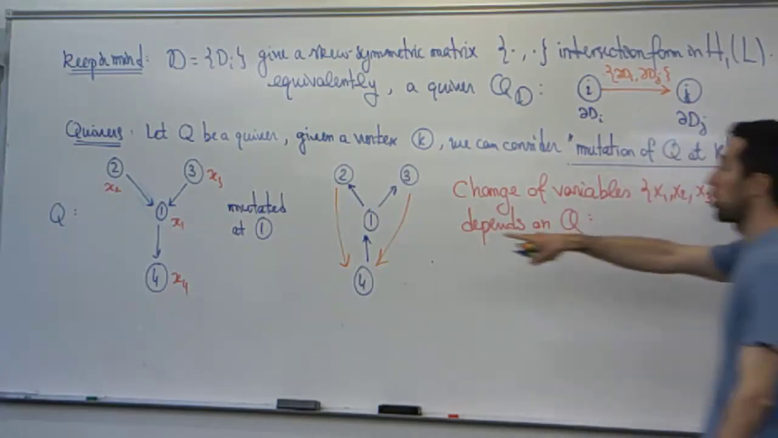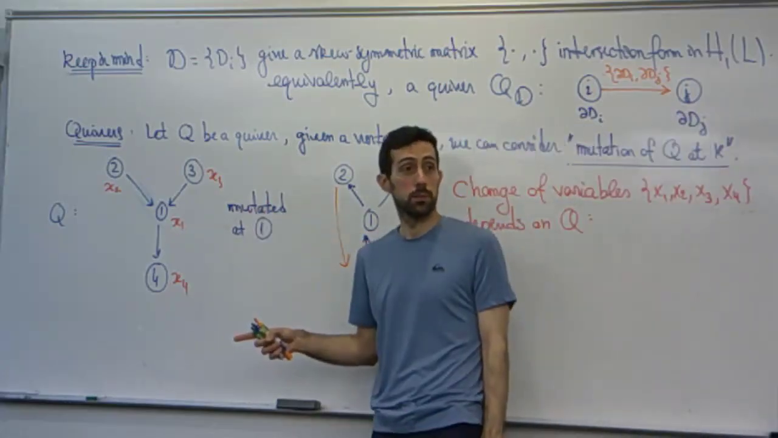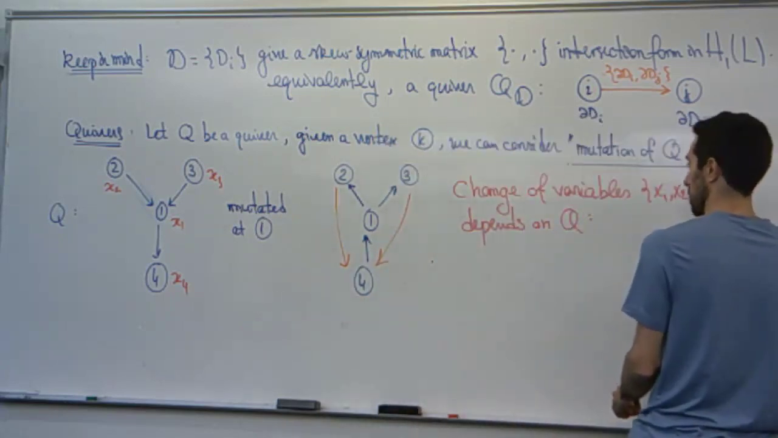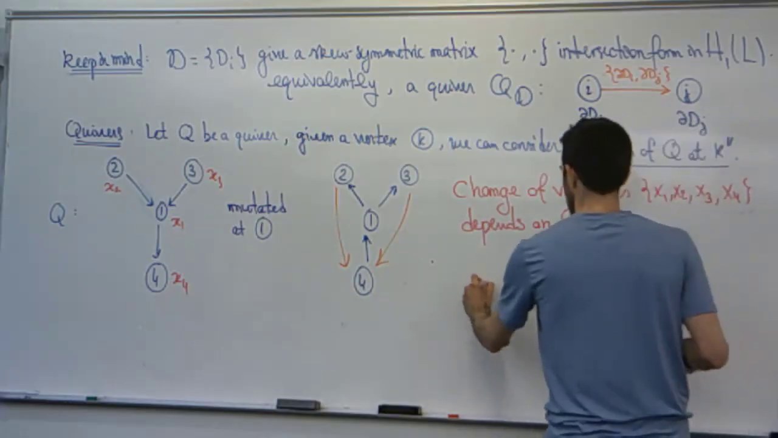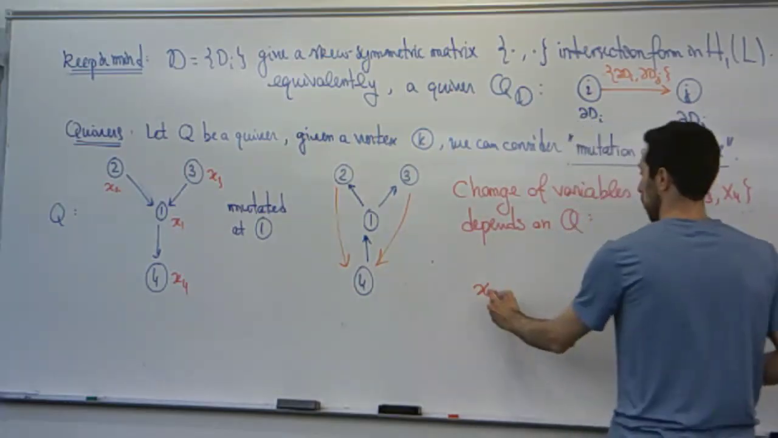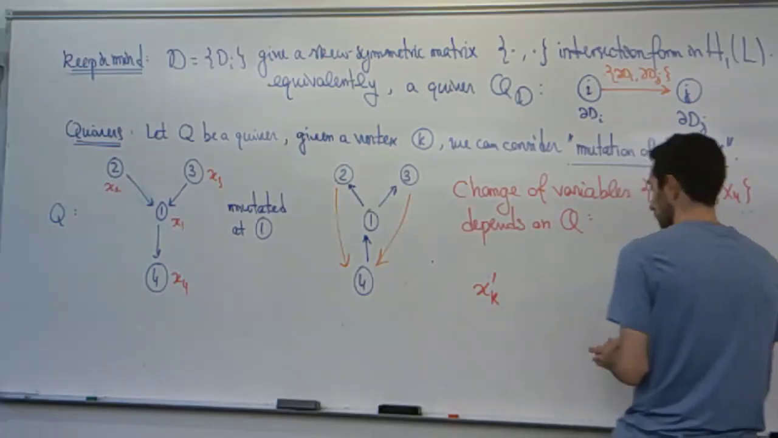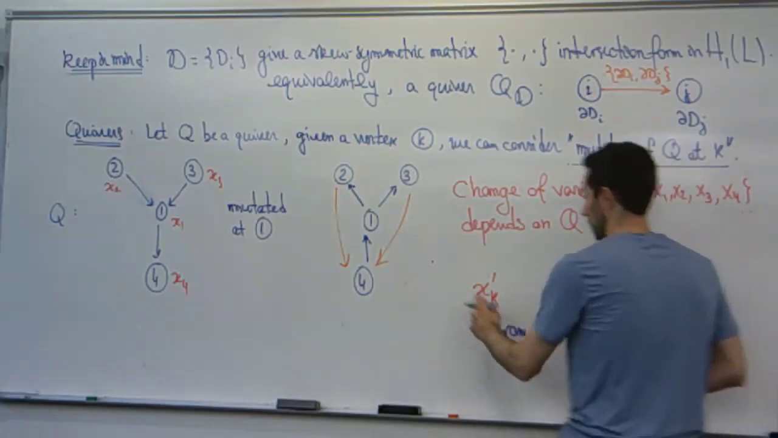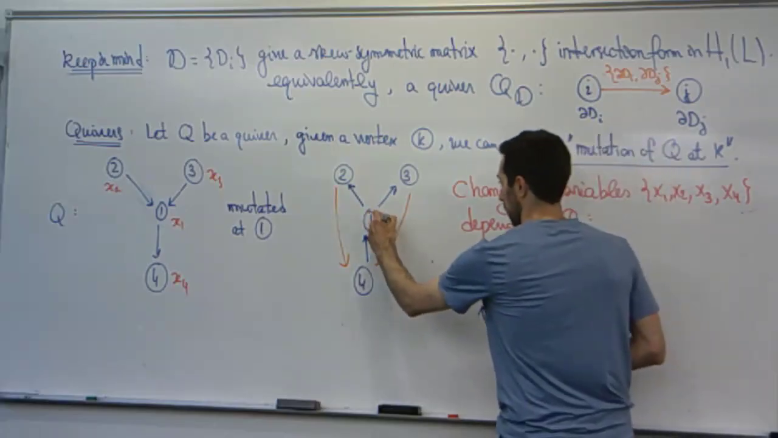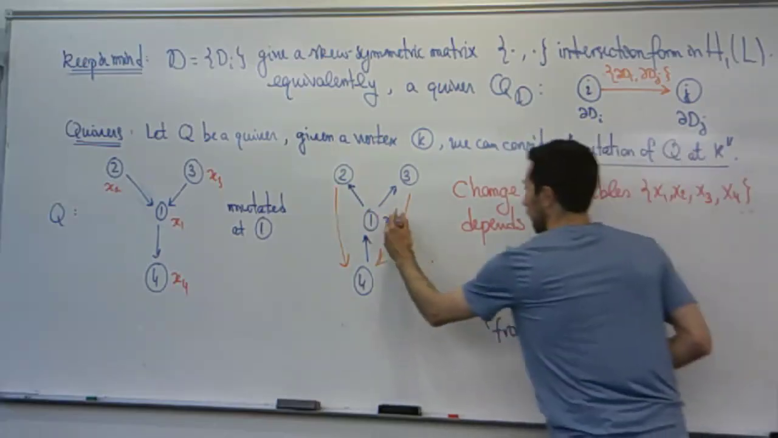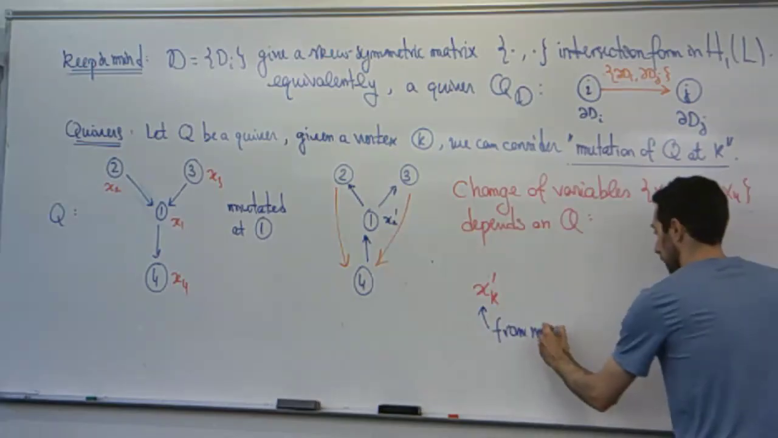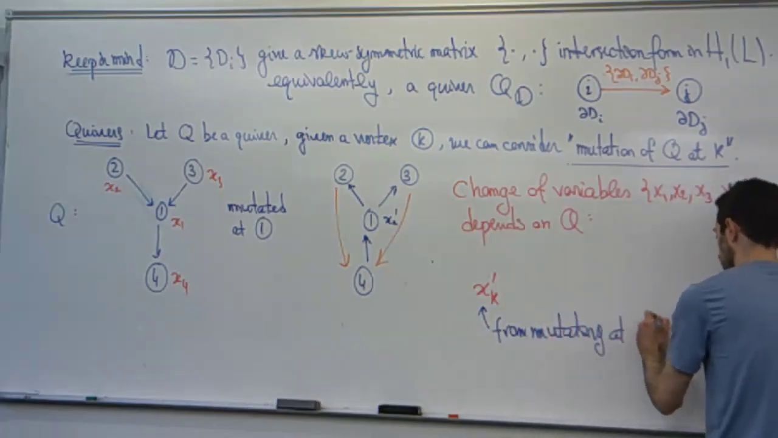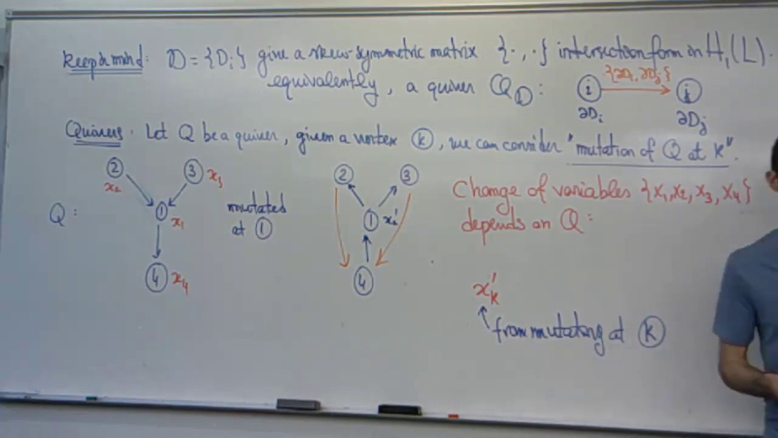And for any vertex that you choose on Q, you get a new set of variables. Does that make sense? Okay, so first of all, if you mutate at K, so the variable K that comes from mutating, this is the variable at the vertex K from mutating at K. So in here, x1 prime would be the variable from mutating at vertex K, it's going to be exactly that formula.